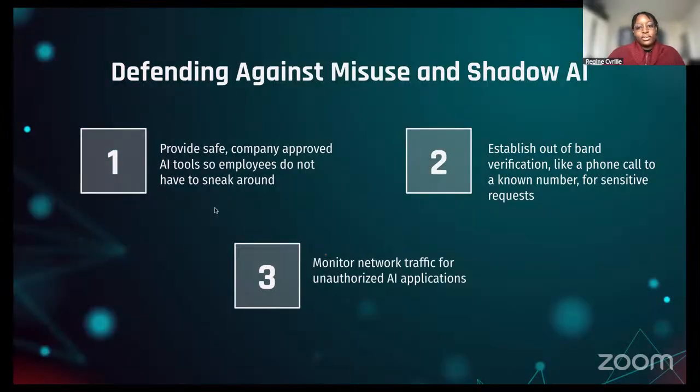How can we defend against this? Of course, provide safe company-approved AI tools to employees so they do not have to sneak around and upload the CTO's picture or the CTO's name somewhere, which can later be used against the whole company. Also, establish some kind of verification, like a phone call to a known number for sensitive requests, because the employee was tricked by people who looked real when he faced them. There should be some kind of verification. It's better to over-verify than not verify enough, especially when we're dealing with money, right?